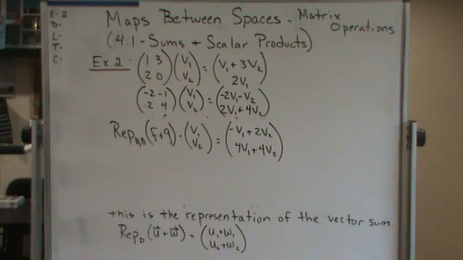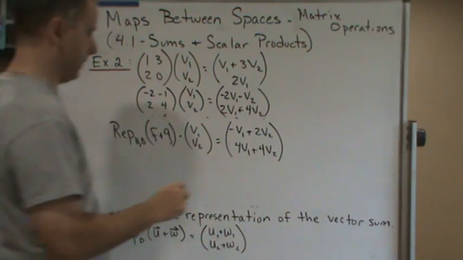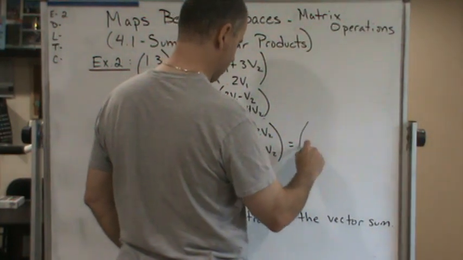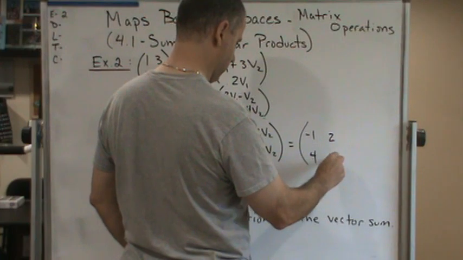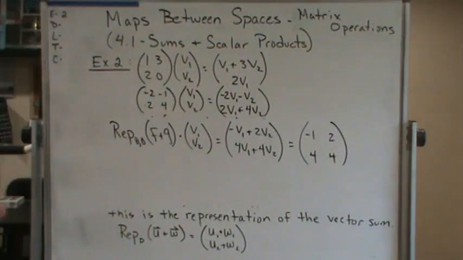So therefore we compute the matrix representing the function sum by adding the entries of the matrices representing the functions. And so this becomes the matrix. And that's it. All right, cool.